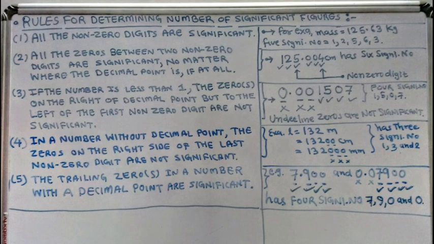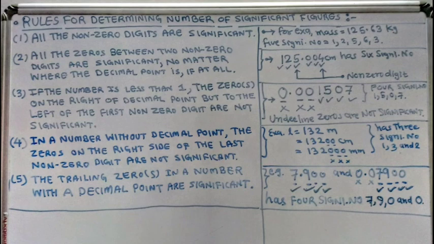Fifth, the trailing zeros in a number with a decimal point are significant. Remember, the trailing zeros in a number with a decimal point are significant. Example, 7.900 and 0.07900 have four significant figures each. In 0.07900, the last four digits, 7900, are significant figures.